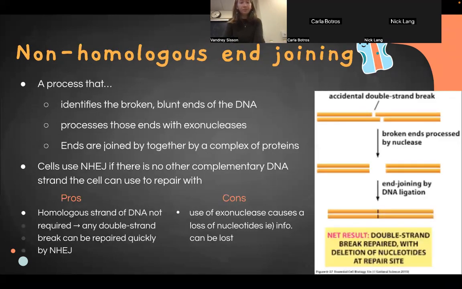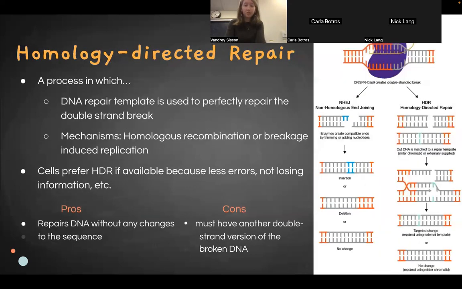E. coli and yeast. So non-homologous end joining basically shaves off the blunt ends of the broken DNA with exonucleases, and then just joins the remaining strands together with a protein complex. And usually the cell will use that if there's no complementary DNA strand to use to repair. So this is pretty efficient. We like it because we don't need a homologous strand. It can happen pretty fast, but because we're just shaving off those blunt ends and then putting it back together, we can end up with mutations, either deletions or insertions.